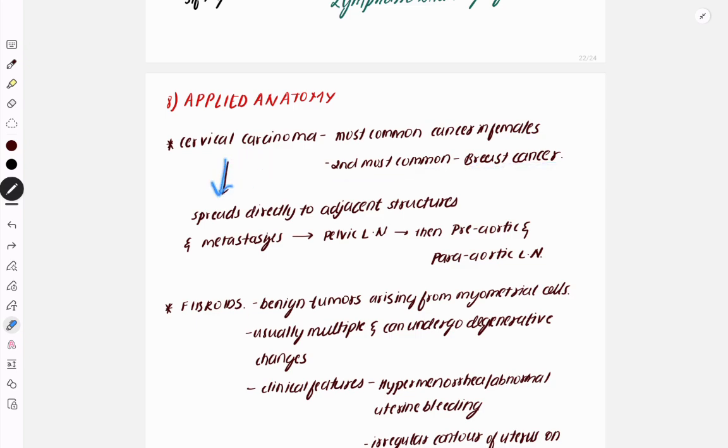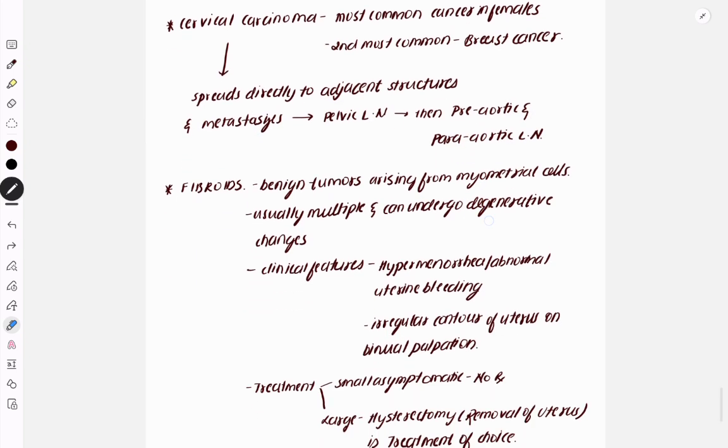Now, cervical carcinoma is important because this cervical carcinoma can metastasize. As we already said, metastasis is a process through which the cancer spreads from its original organ to some other organ. So it can spread directly to the adjacent structure through the metastasis. It enters the pelvic lymph node, then it can go to the pre and para-aortic lymph nodes, and therefore it can enter the other major abdominal organs as well.